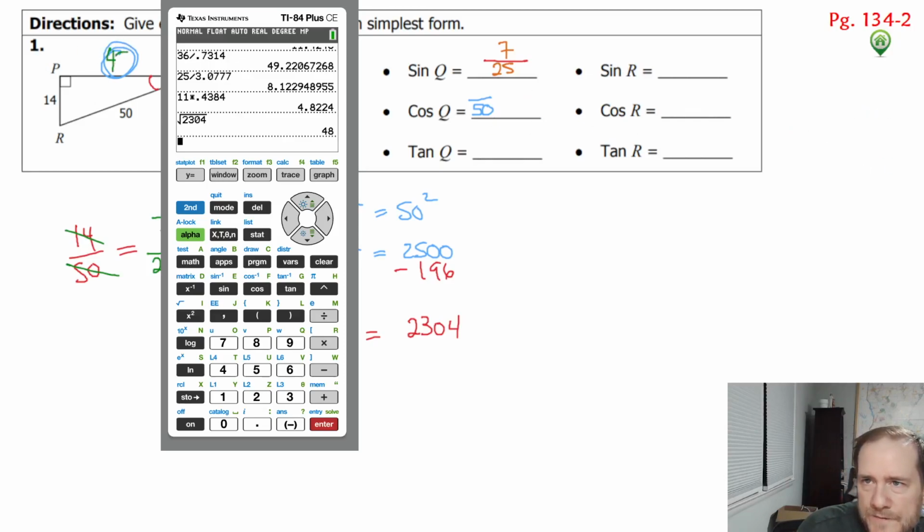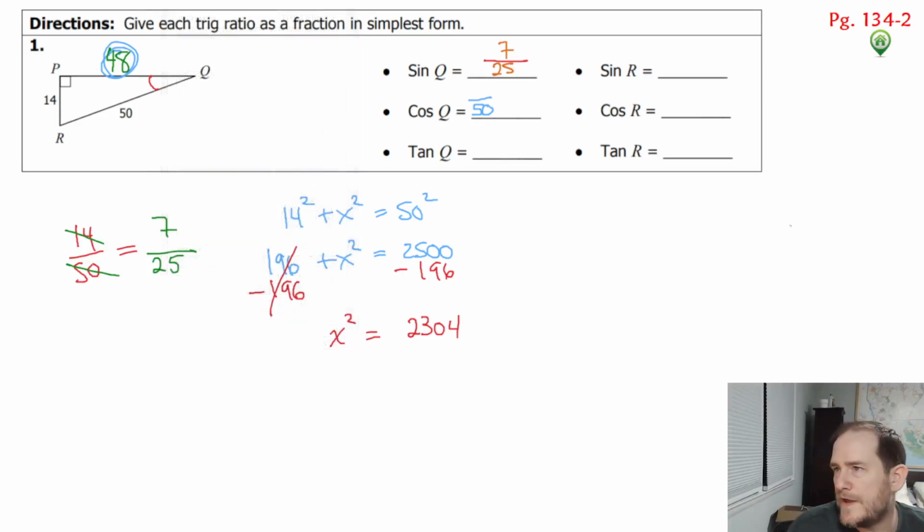And now that we know that that missing side is 48, we can use it to solve all these other trig ratios. So that means cosine of q is going to be 48 over 50. But again, remember, you cannot leave your answer like that. You have to reduce. So chop them both in half, and you get 24 over 25. That's your answer. For the tangent of q, you want opposite over adjacent, so that would be 14 over 48. But that also reduces to 7 over 24.